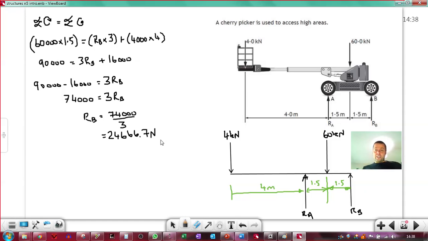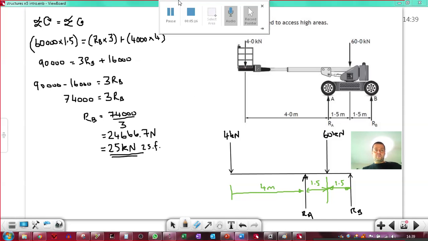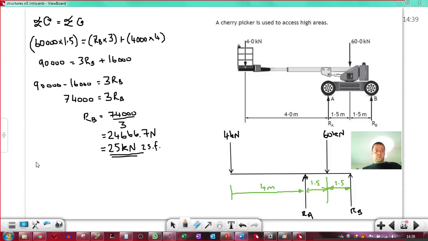Obviously we would have to round that to the correct number of significant figures. Everything's 2, so that's 25 kilonewtons to 2 significant figures. And then we could do our sum of the ups must equal the sum of the downs. So we're going to have RA plus, remember and use the unrounded figure, 24,666.7 equals 4 plus 60.